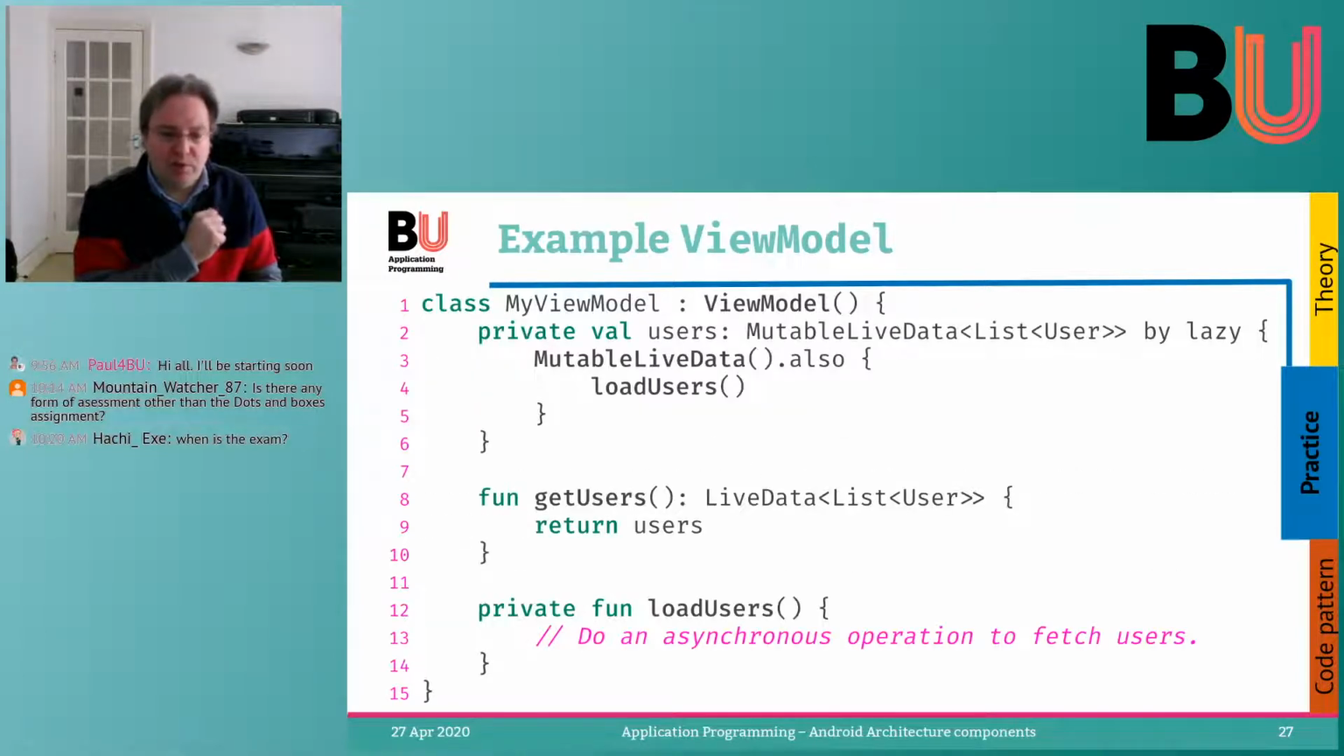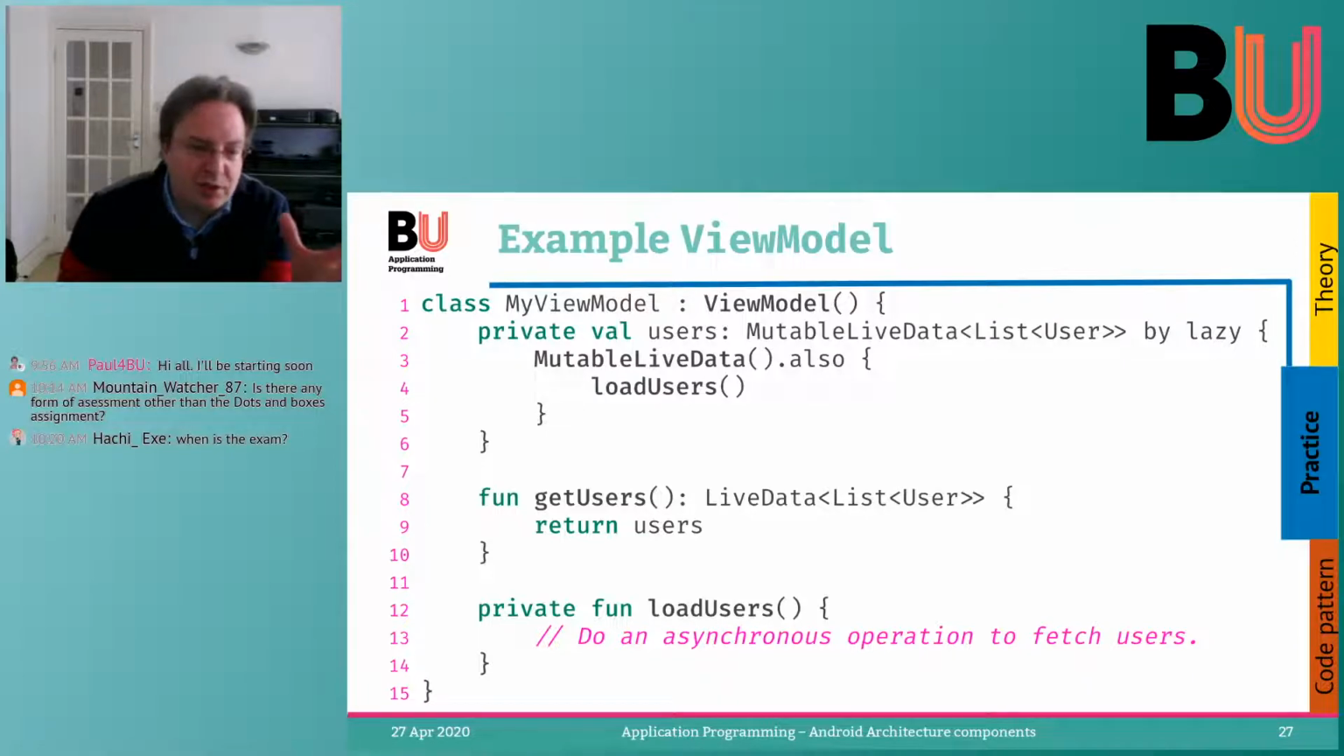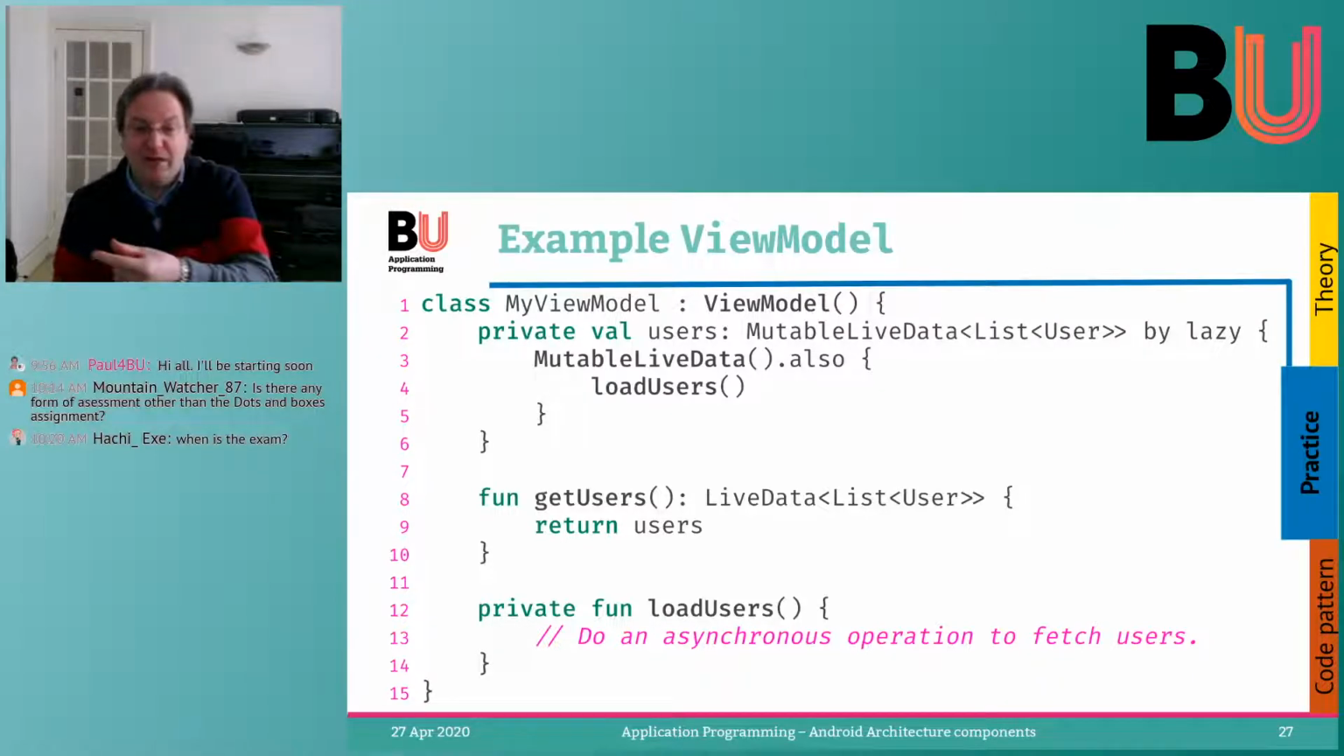So what does a view model look like? It looks like this. So we have a class, my view model in this case, that might have a private property users that has inside there a mutable live data, and that mutable live data is a list of users. And in this case, we make it a lazy property. So only when you ask for this, it will actually do anything. So when you ask for it, what does it do? Well, it creates this mutable live data, and then with that object, it will also call load users.